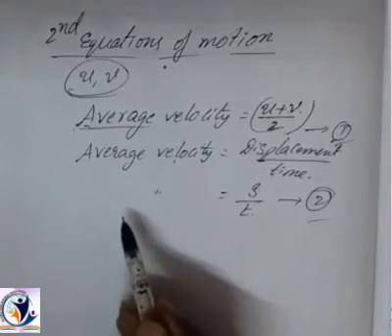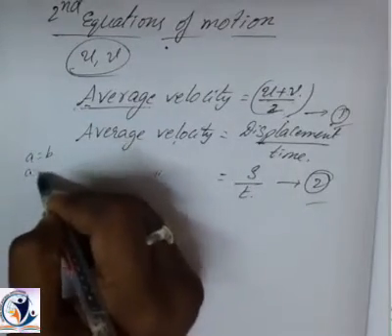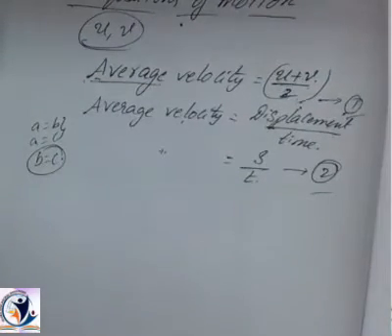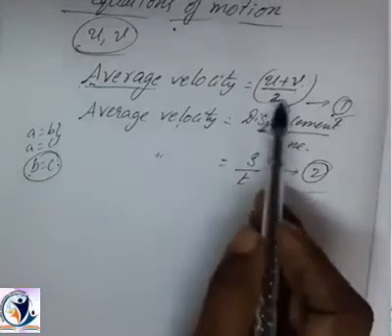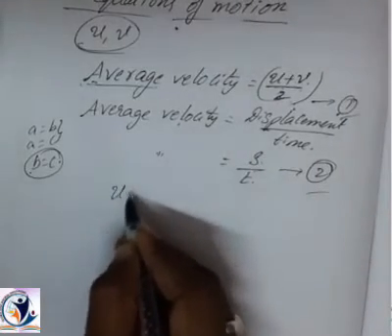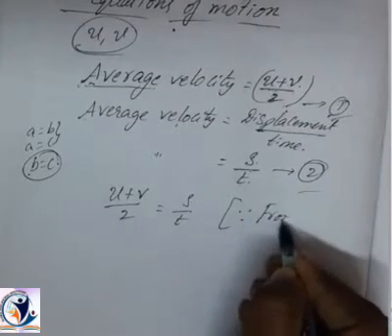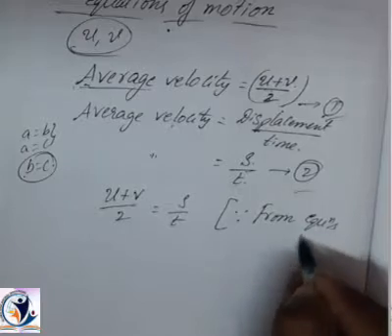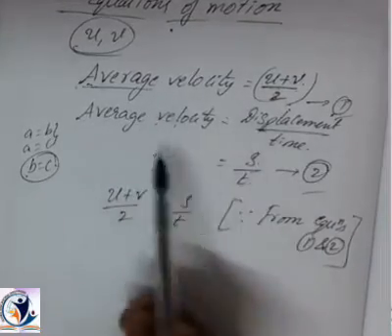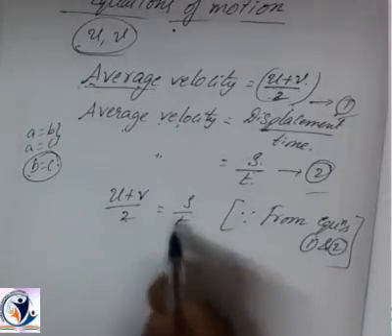I hope in your mathematics you know about the transitive property. If A is equal to B, and A is equal to C, we can equate B equal to C. That is the transitive property in mathematics. So with the help of that, can I equate these two? Okay, (U plus V) by 2 is equal to S by T, from equations 1 and 2. I am equating these two because these are the two values for the average velocity. Average velocity is (U plus V) by 2 and average velocity is S by T.